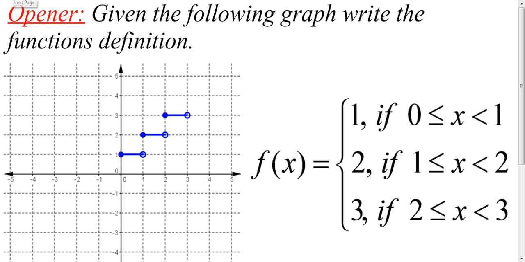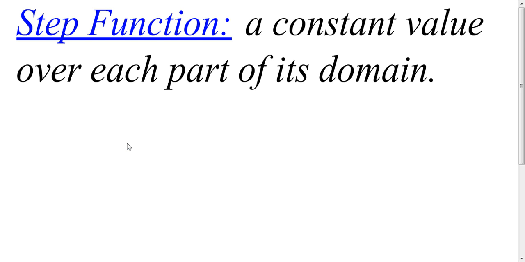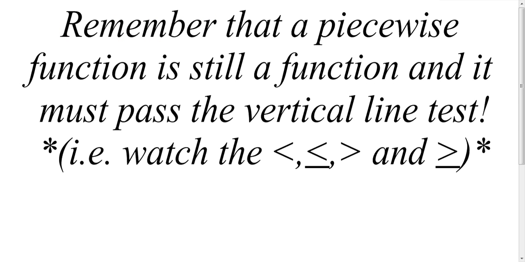This graph is actually part of our target today. You'll notice that it looks like a set of stairs. Therefore, we call this the step function. A step function has a constant value over each part of its domain. However, we want to remember that a piecewise function is still a function and it must pass the vertical line test. So therefore, we must be careful when we use the inequality signs.